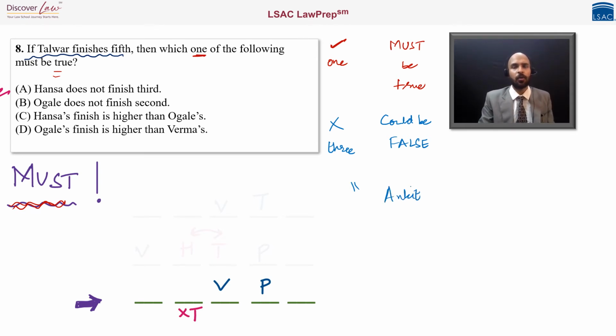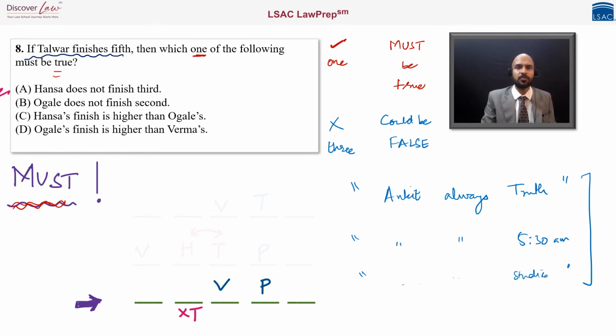Ankit always speaks the truth. Let's say you give me a statement like this. Then I say Ankit always gets up at 5:30 a.m. Then you say that Ankit always studies hard, right? And I ask you, which one of the following must be true? Which means, which is the one that is true in all cases? And you have to find out the right answer.